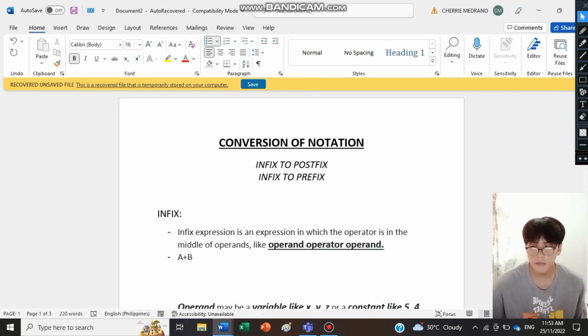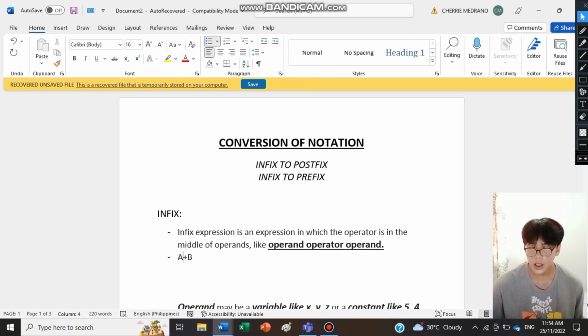So first we have infix. An infix expression is an expression in which the operator is in the middle of the operands, like operand, operator, operand. And this is what it looks like: A plus B. The A and B here are what we call operands, while the plus sign here is what we call the operator.